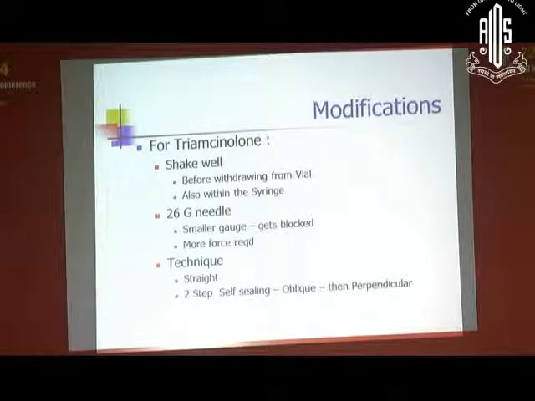And the technique here generally is 2-step, but 26 is slightly wider compared to 30 gauge. We go oblique and then perpendicular. The advantage with this is that reflux is not there.